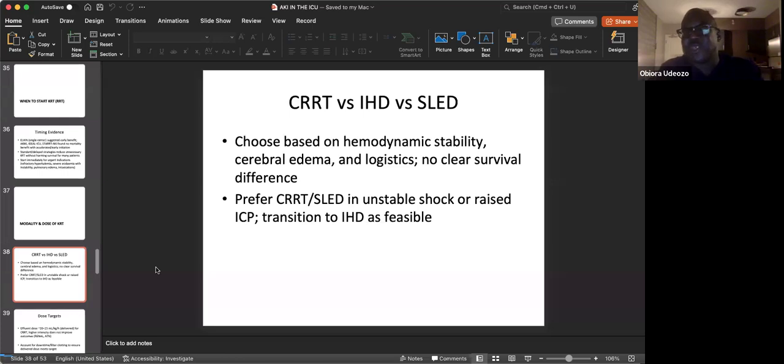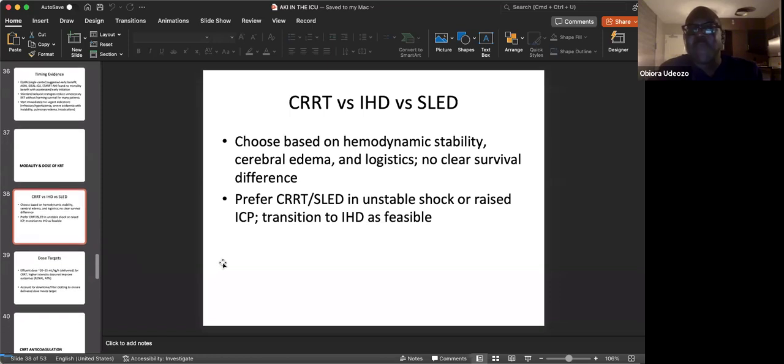CRRT is a whole different machine from IHD. It's not available in all hospitals, and it's very expensive also. But if your patient is in shock, or they have a head bleed, or increased ICP for whatever reason, it's best to use CRRT or SLED.